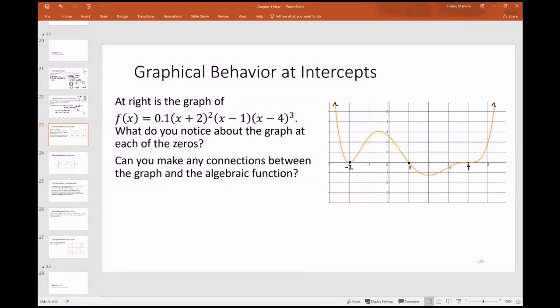And look at the intercept at x equals 4. We see that the graph does cross over the axis, right? But it lingers a little bit near the zero. It doesn't cross straight over like it did at x equals 1. It lingers more, right? Do you see a connection between those zeros and the algebraic function? I'll give you a hint. Take a look at the degrees of those zeros.